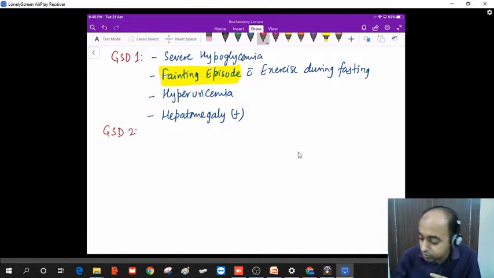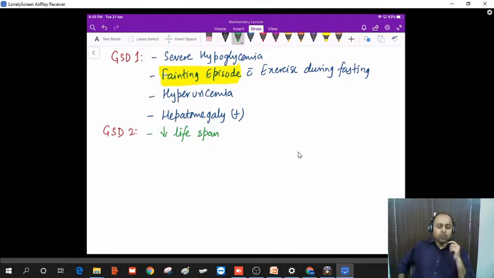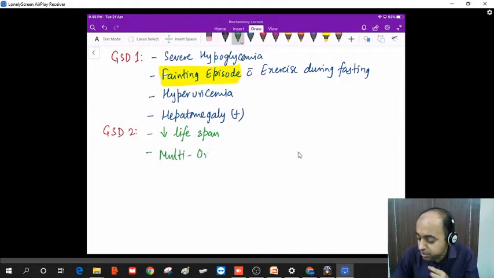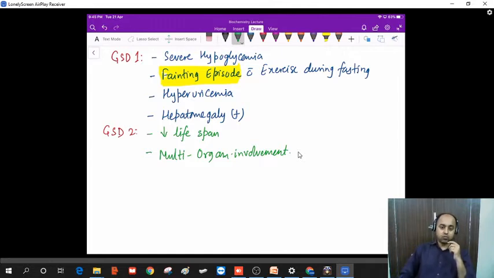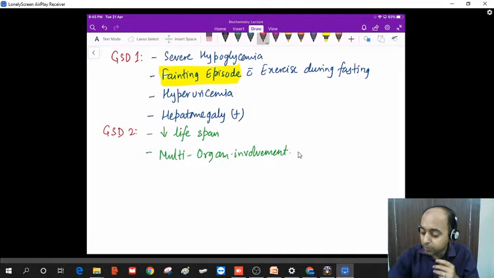For GSD2, two things: decreased lifespan. The question may give a history of early death in the patient itself, or a history of early death in a sibling. It may describe that a previous sibling expired by the age of 3 years. In addition, you'll find multi-organ involvement. Even the bones of the face are involved, resulting in abnormal facies.